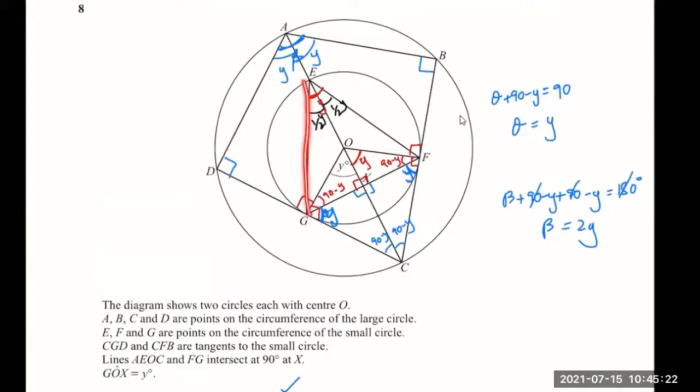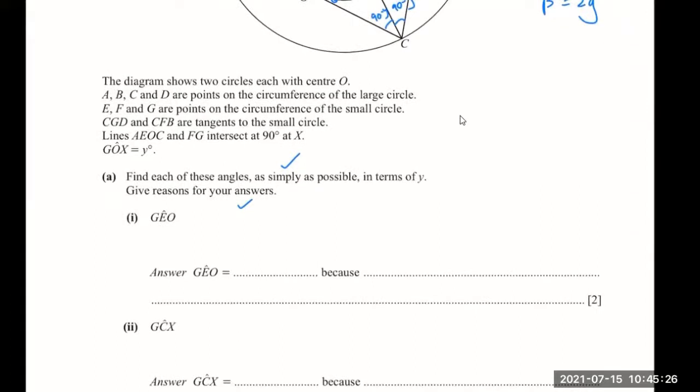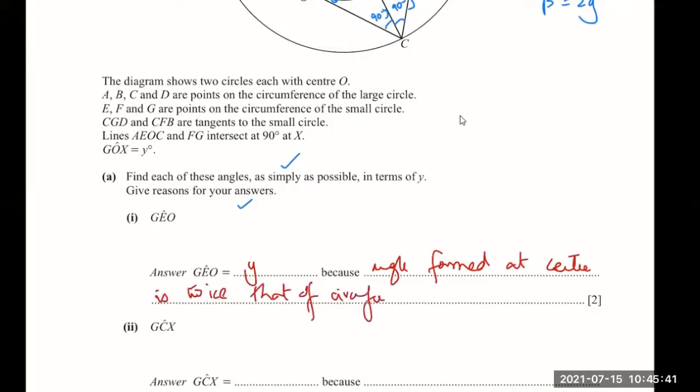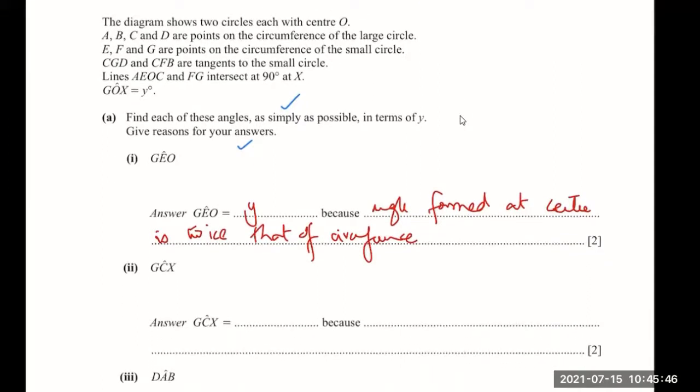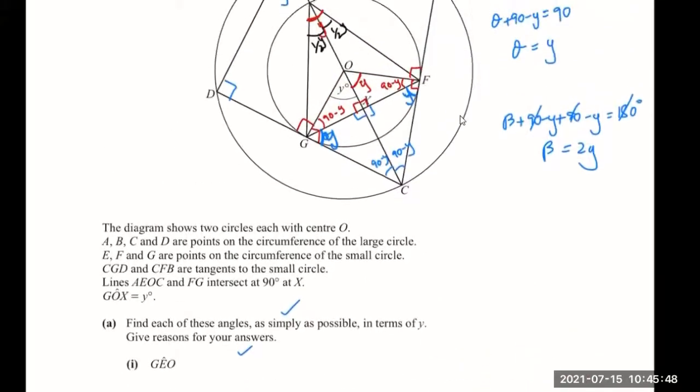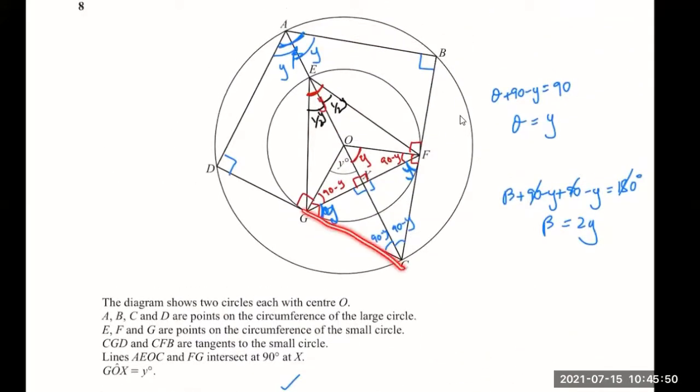GEO. GEO was what? Y. It was y because the angle formed at the center is twice that of the circumference. GCX. GCX. 90 minus y.